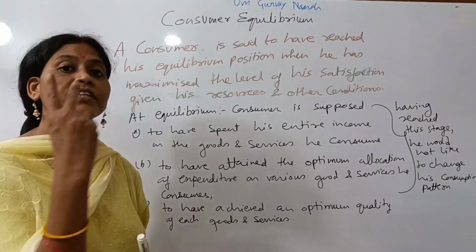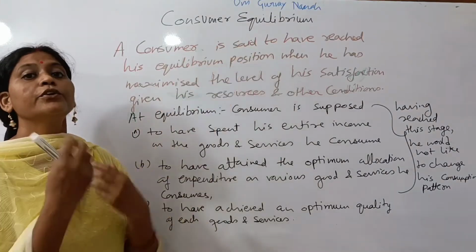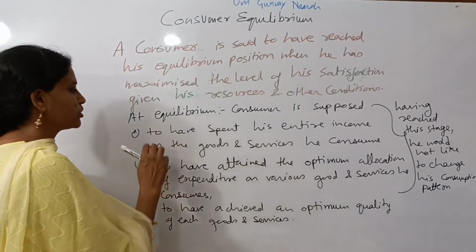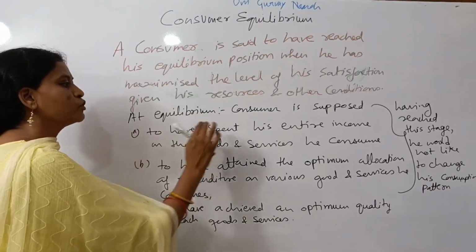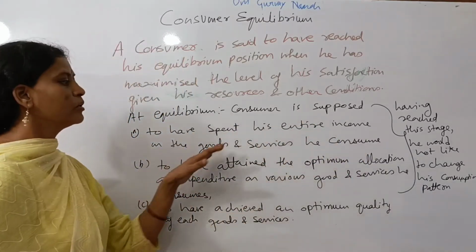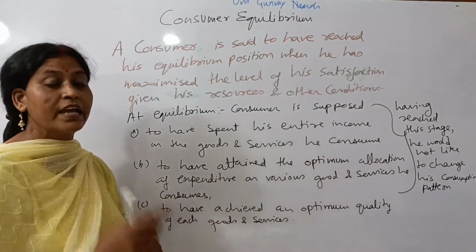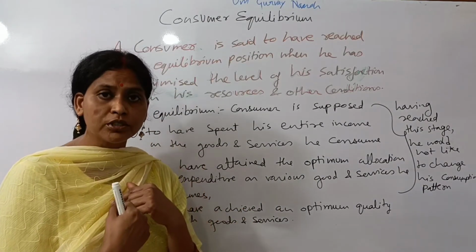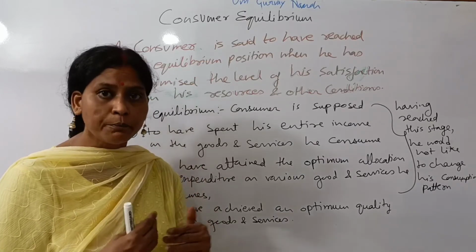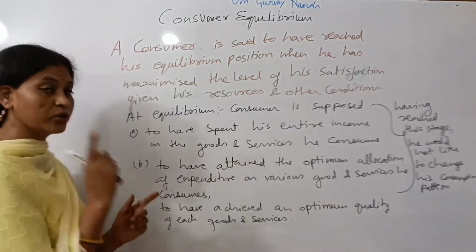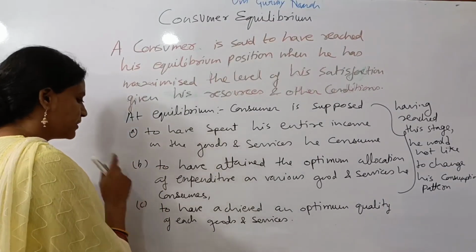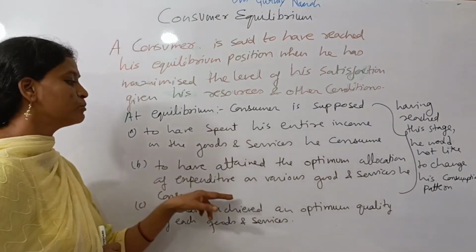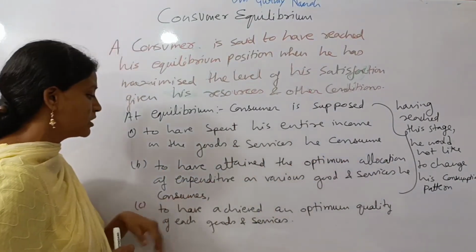Consumer, suppose three things for their equilibrium position, their maximum satisfaction of the commodity consumption. Now the first thing is to have spent his entire income on the goods and services he consumes. He spends on the commodity for consumption, not for saving purposes. Understand? Mark the point. Not for the saving purpose. Then the second one is to have attained the optimum allocation of expenditure on various goods and services consumed.